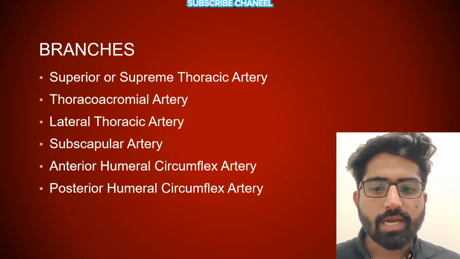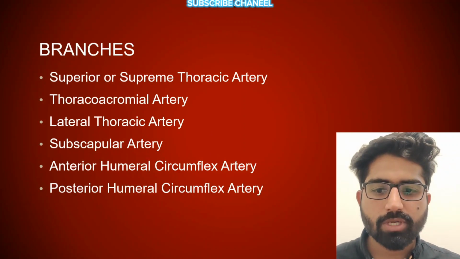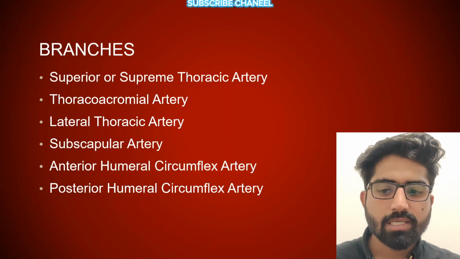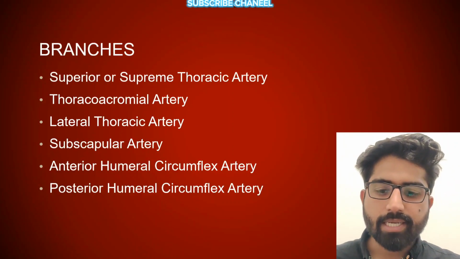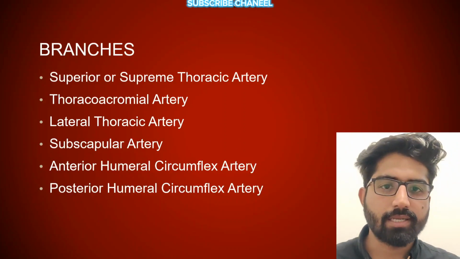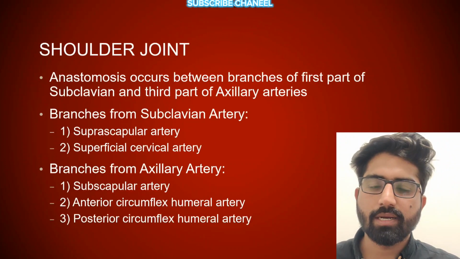The branches of the axillary arteries are the superior or supreme thoracic artery, thoracoacromial artery, lateral thoracic artery, subscapular artery, and the anterior humeral circumflex artery and posterior humeral circumflex artery. These are the branches of the axillary artery.